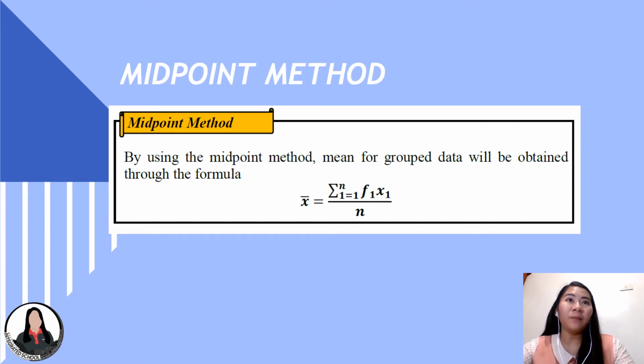For the midpoint method, the mean for group data will be obtained through the formula x bar equals the summation of f times x all over n, wherein f is the frequency, x is the class mark, and n is the total number of frequency. So para mas mabilis natin siyang maintindihan, let us apply it in an example.